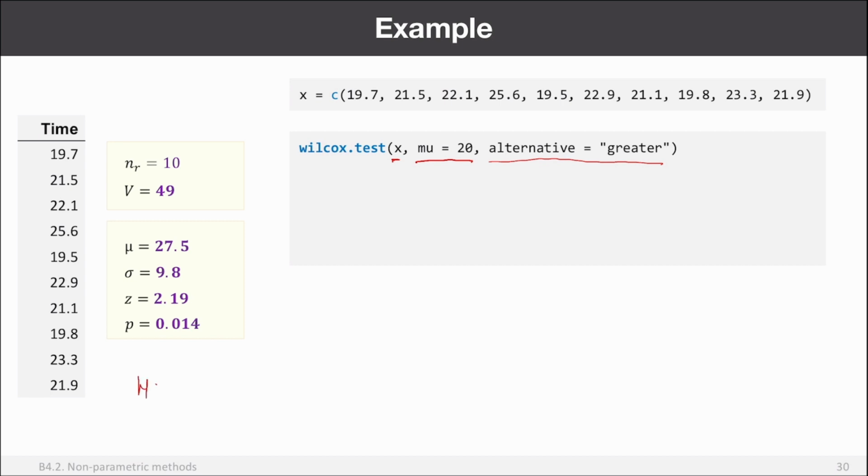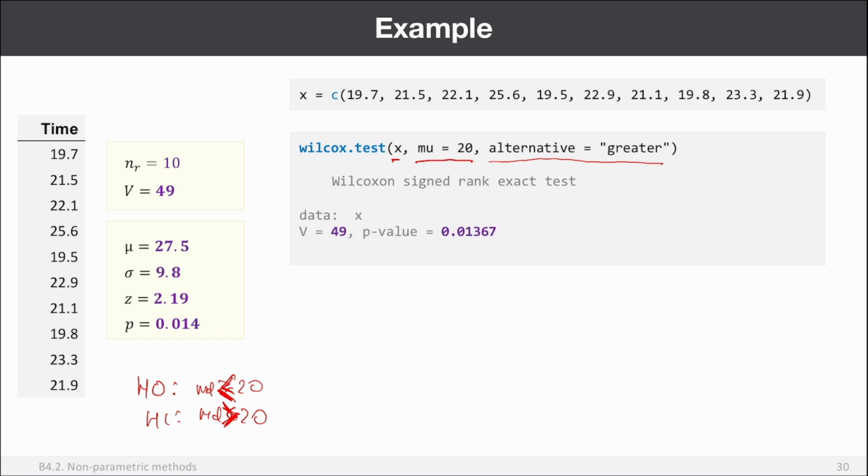You remember the null hypothesis is that the median is equal or below 20, and the alternative will be therefore that the median is above 20, right? Or vice versa, it's equal or smaller, and the alternative is greater, right? That's the alternative. And then you can see the output. So this is the data. This is the V value. You can see it's the same as we have. And the p-value is actually also the same. You can see 0.014. So in this case, we can see that our calculations were correct.